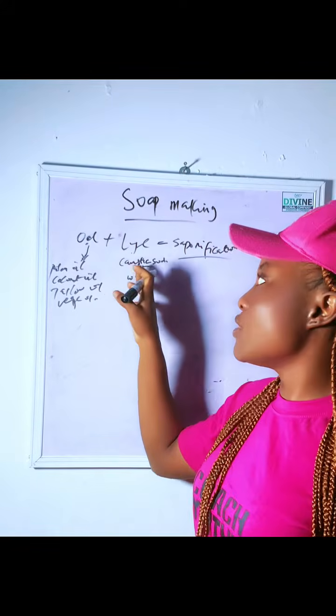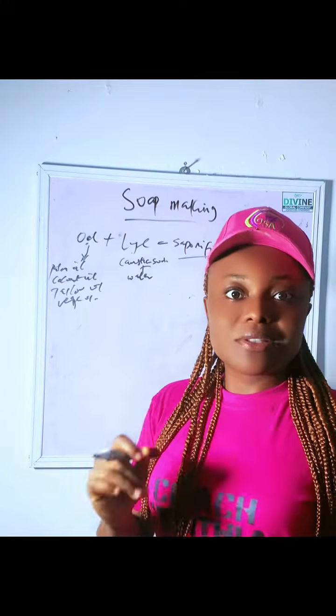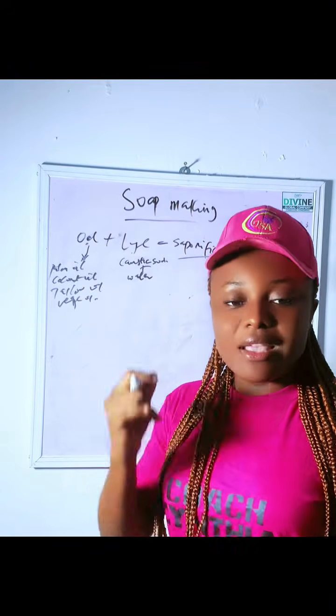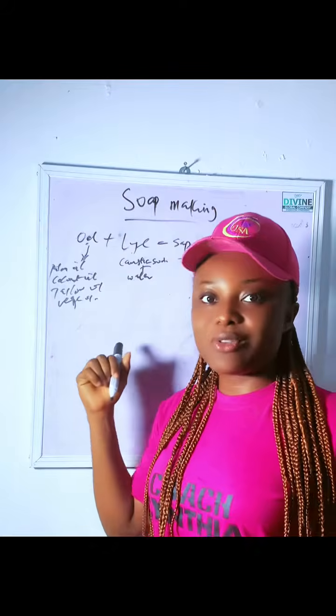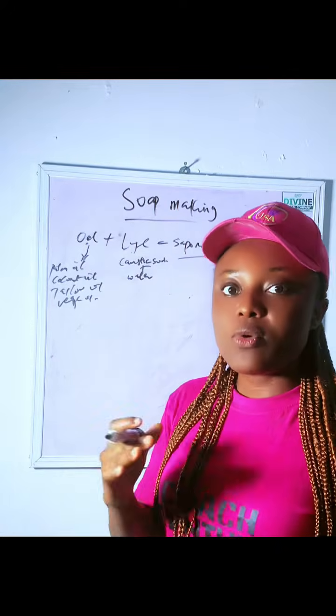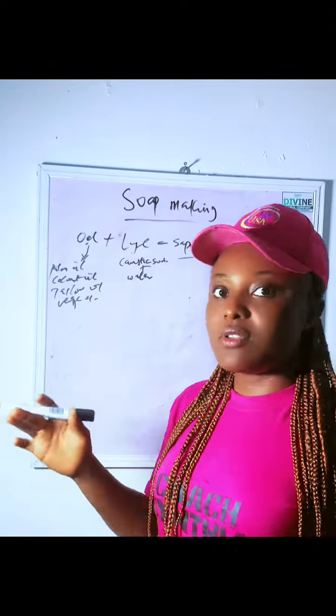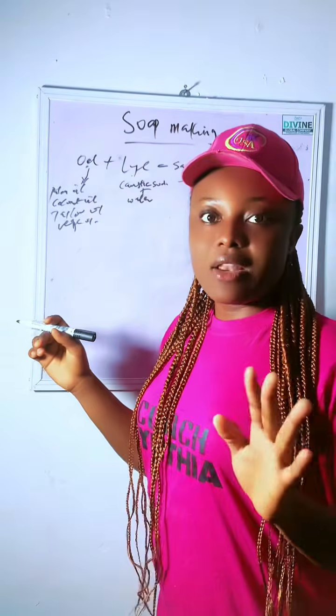When you add this caustic soda into water, it's going to get hot. The reaction is going to be so hot that if the bowl you use to dissolve your caustic soda is not strong enough, it will melt it. So always use a strong bowl, not aluminium, please. Aluminium will react with caustic soda. Don't ever use aluminium.